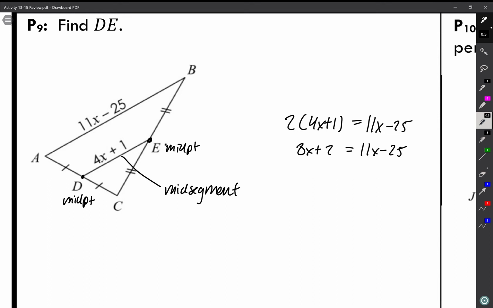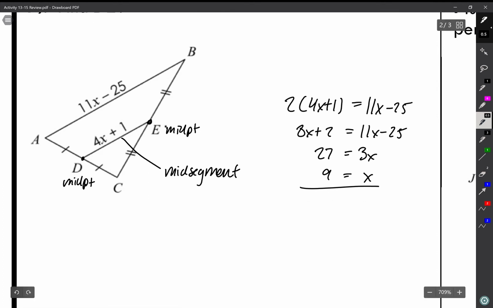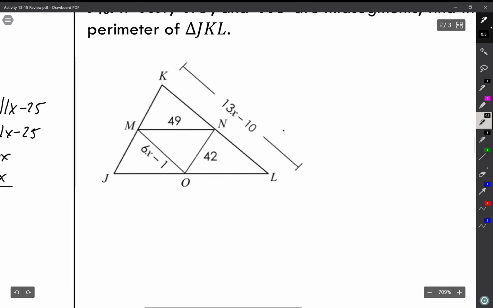So subtract 8x from both sides, add 25. 27 is equal to 3x. So x is equal to 9. And find DE now. DE is the mid-segment, right? So 4 times 9 plus 1, 36 plus 1 is 37. Not degrees, just 37. Okay. Awesome. Moving on.